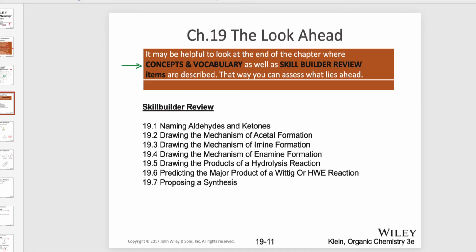And then also at the end of the chapter, we have a summary of all these skill builders component. And I've just cut and pasted some of these in the current chapter 19. And as we're looking at this after nomenclature, it's going to be about mechanisms. Products for hydrolysis. Mechanisms can be very helpful too.